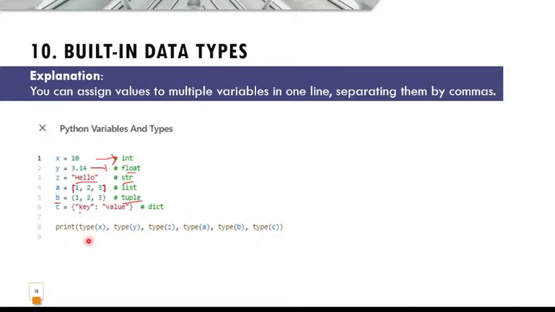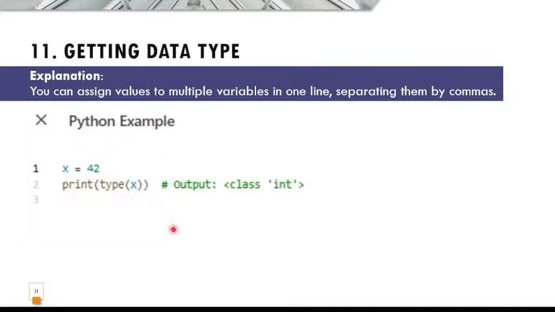So print type x, type y, type z, type a, type b, type c. What this is doing: when you write print type x, y, z, this is the way to call the variables. All these variables can be called by writing print type x, type y, type z. This will give us the type of these variables.